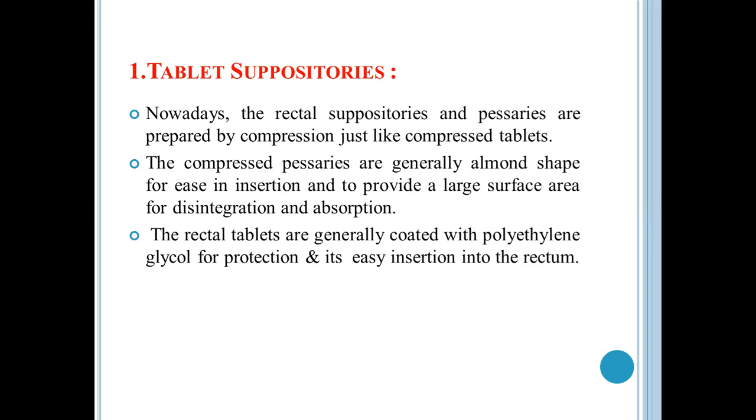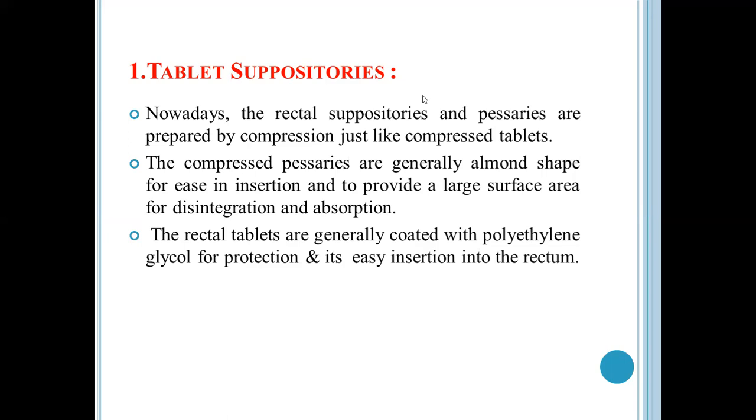The next point: rectal tablets are generally coated with polyethylene glycol. These tablet suppositories are coated with a polyethylene glycol polymer for protection and ease of insertion into the rectum. So this tablet suppository is made for rectal insertion and is coated with which polymer? Polyethylene glycol, for protection and ease of insertion into the rectum. After coating with this polymer, they will be easy to insert into the rectum. So these are the newer forms of suppositories.